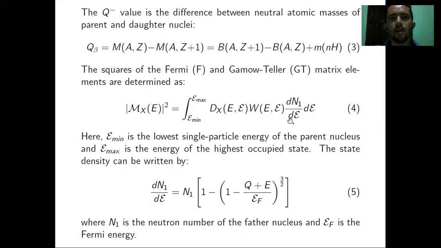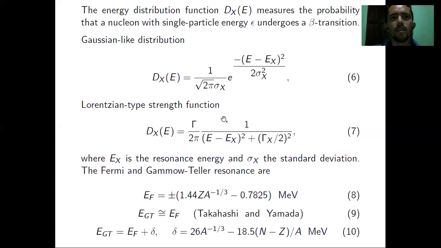That's it. This nuclear matrix element is a function of the state density, as you can see here in equation 5, and the energy distribution that measures the probability that a nucleon with a single particle energy undergoes a beta transition. This distribution can be a Gaussian-like distribution, as you can see here in equation 6, or a Lorentzian type function, as you can see here in equation 7.